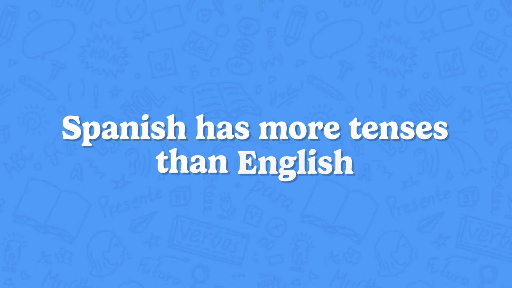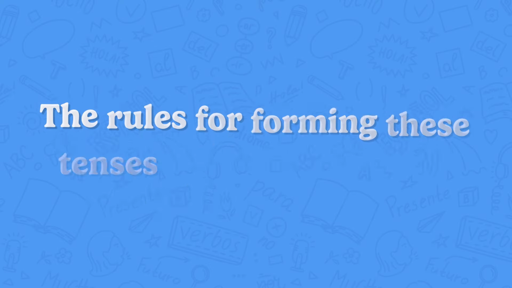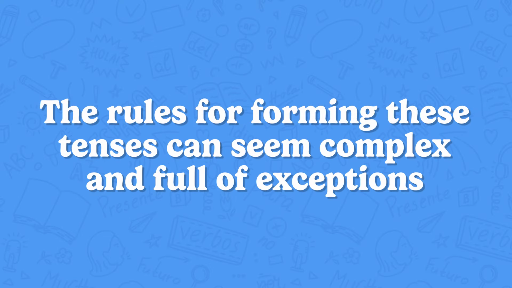Let's dive in. Before we get to our trick, let's take a moment to talk about why Spanish verb tenses can be so challenging. First of all, Spanish has more tenses than English. English has about 12 verb tenses, but Spanish has 18. That alone can make your head spin. Secondly, the rules for forming these tenses can seem complicated and full of exceptions. Just when you think you've got the hang of regular verbs, along come the irregular verbs to shake things up.